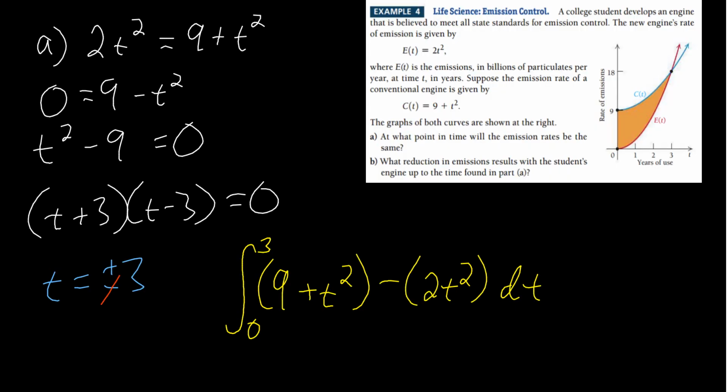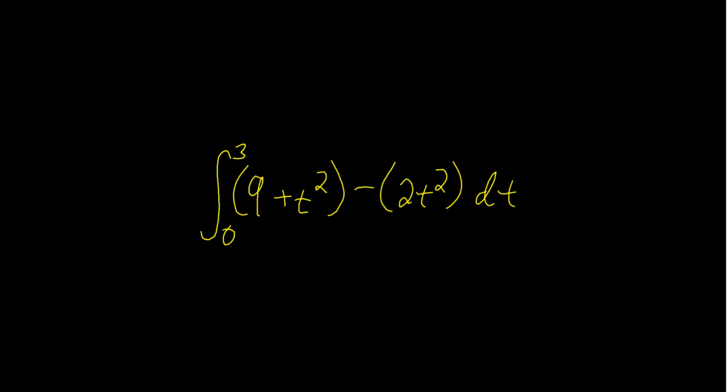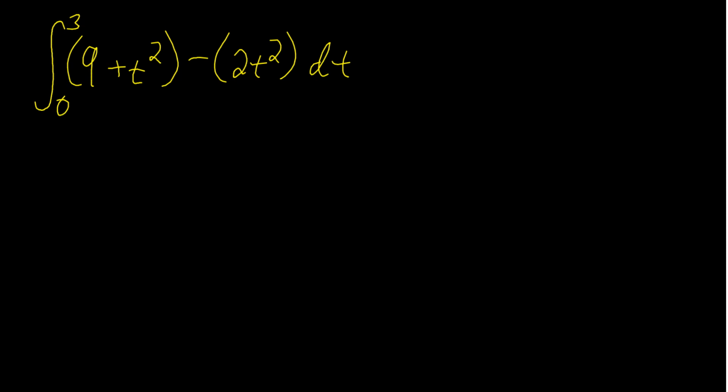Make sure I wrote dt there. All right, let's snip this and put it on the next page. It looks like we can cancel out at least one of the t squareds. So from 0 to 3, I've got 9, plus t squared and minus 2t squared. Well, that ends up being a minus t squared. So minus t squared dt.